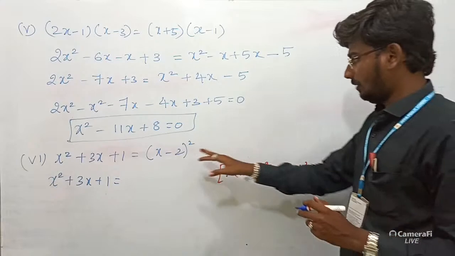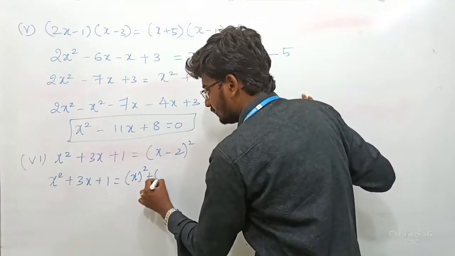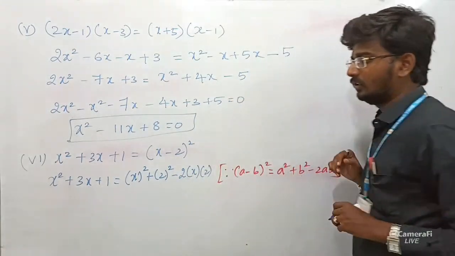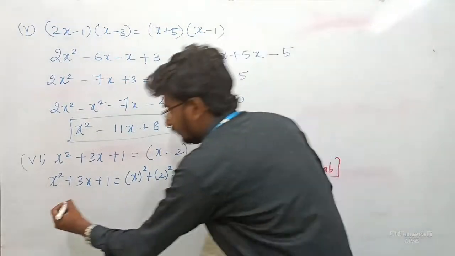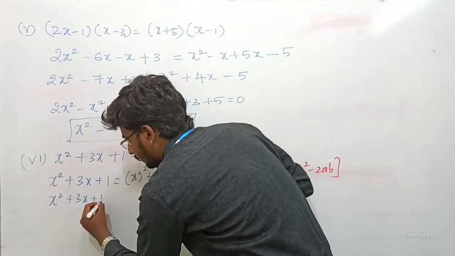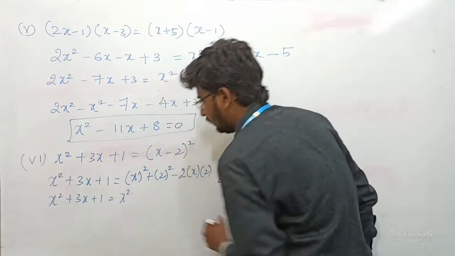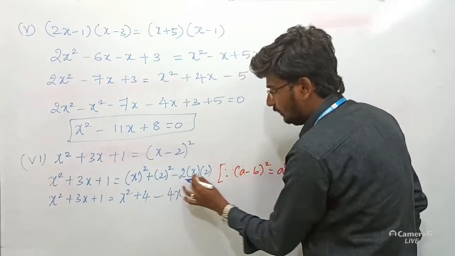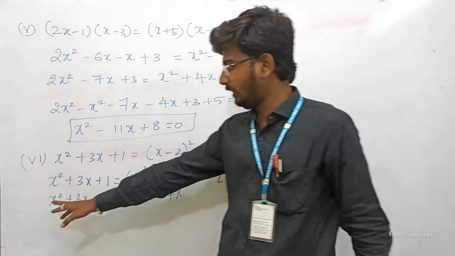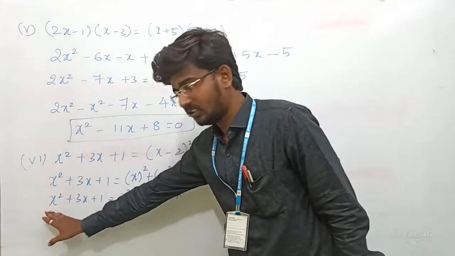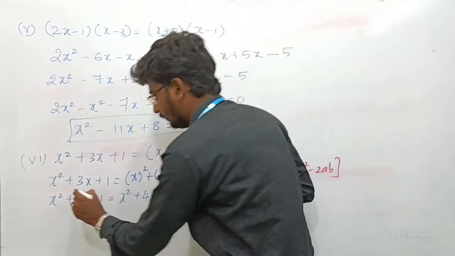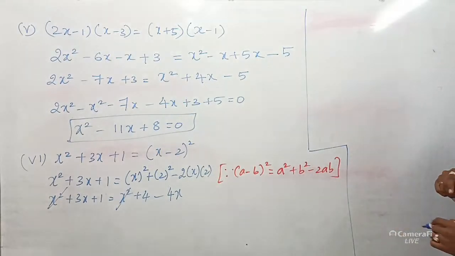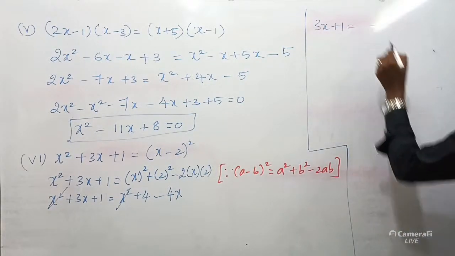Okay, so apply this, a square plus b square minus 2ab. Now multiply the terms. This I will write as usual, x square plus 3x plus 1 is equal to x square plus 2 square, 4, minus 4x. 2 into 2 is 4, 4 into x is 4x. Look at the LHS and RHS terms, my dear students. LHS part x square, RHS part x square, both will get cancelled. Now what is the remaining term? The remaining terms are 3x plus 1 is equal to minus 4x.